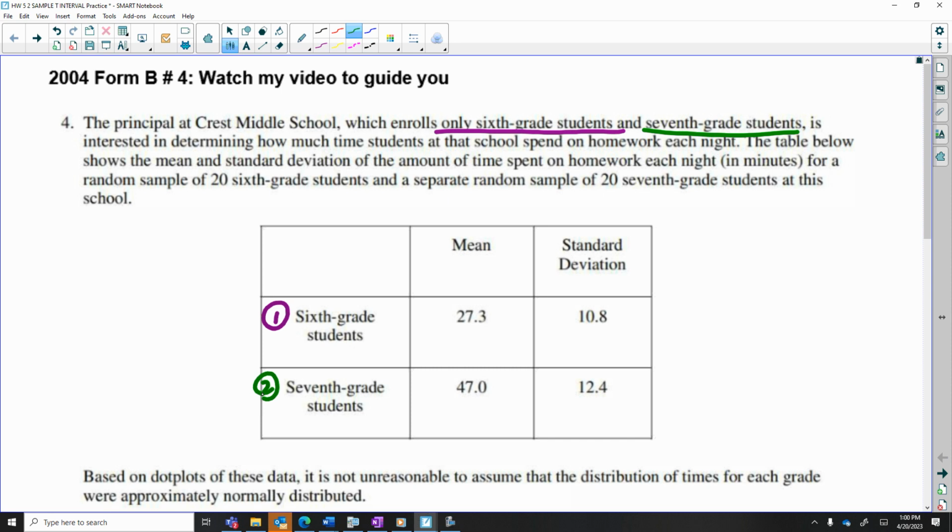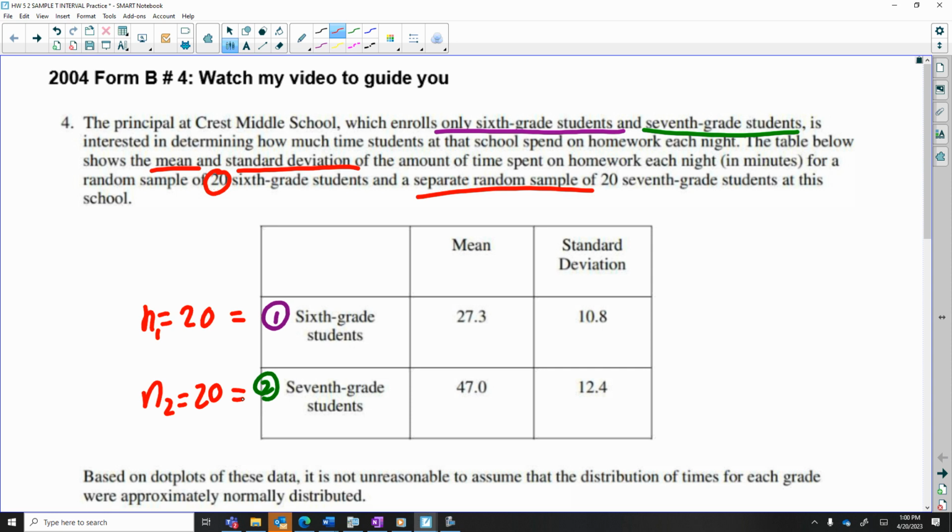The table below shows the mean and the standard deviation. So let's circle that: the mean and standard deviation of the amount of time spent on homework each night in minutes for a random sample of 26 sixth graders and a separate random sample of 27 seventh graders. So the first thing to note is we have two samples. It says they were random samples. The first one we'll call n1 for 6th grade, and the second one we'll call n2 for 7th grade.